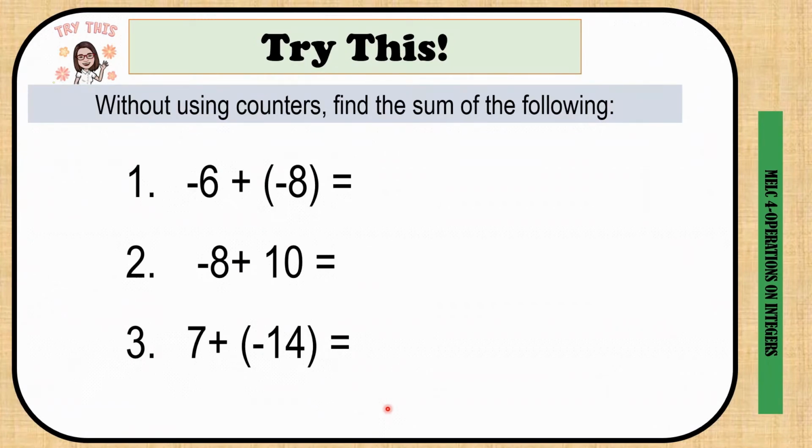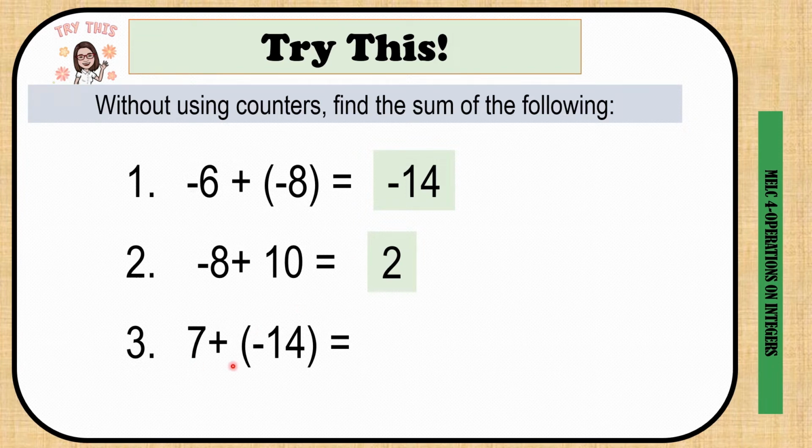Okay, time is up. Let's answer this. Okay, for number 1, -6 plus -8 having the same sign, and our answer is -14. And now for number 2, we have -8 and the other is +10, different sign. You subtract, so 10 minus 8, that will give you 2. And look at the greater number, that is +10, so your sign will be +2.